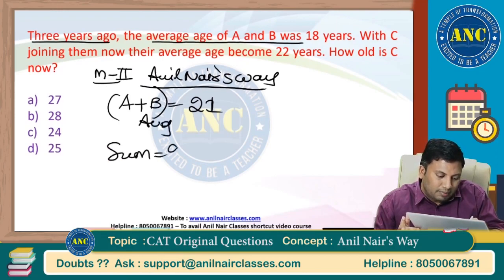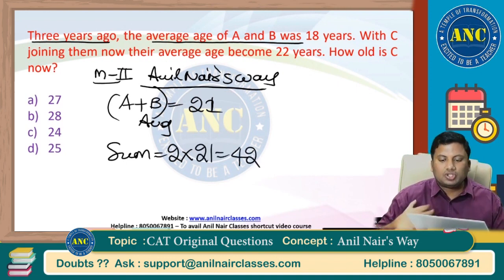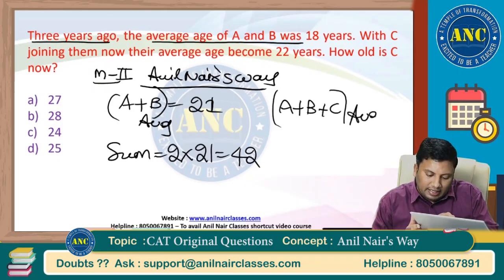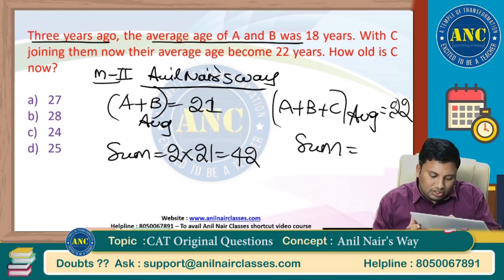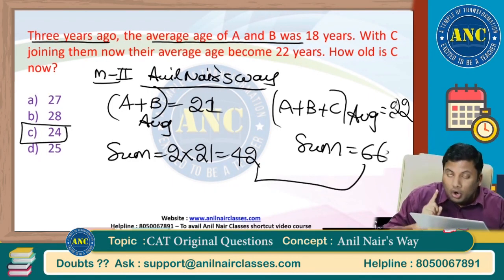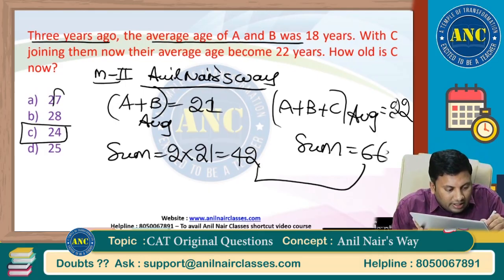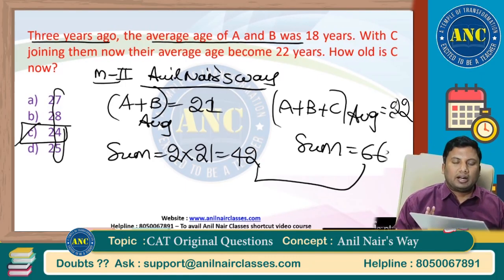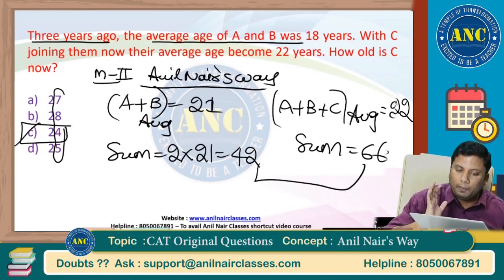Sum is nothing but 2 into 21, which is 42. With C joining right now, the average age is 22. A plus B plus C, the sum is nothing but 66. What is C? C is the difference, so subtract 66 minus 42. All the unit digits are different, so 6 minus 2 is 4. So I will tick mark 24. I hope it is clear.